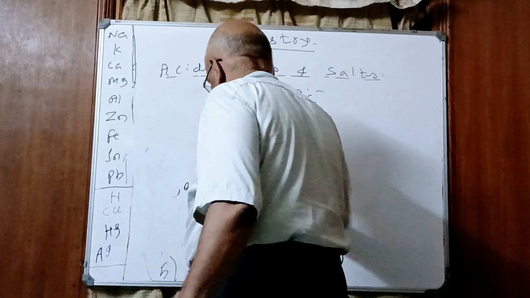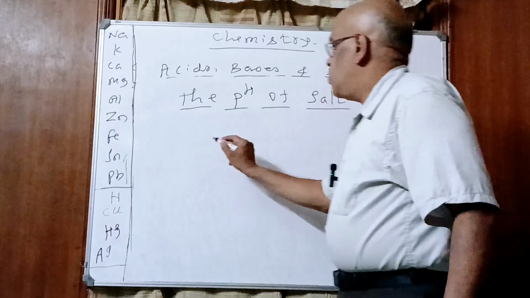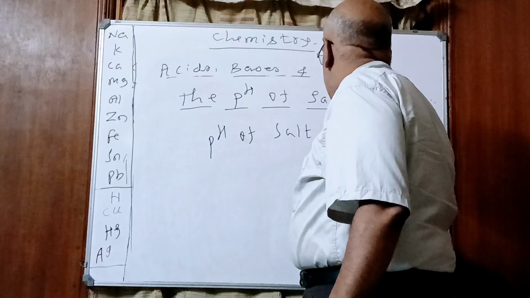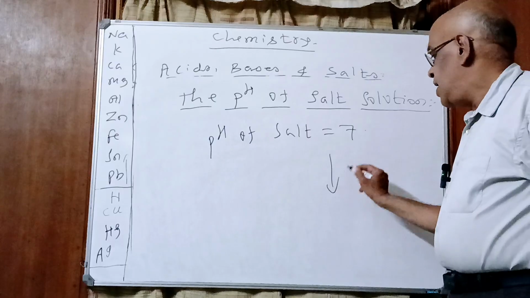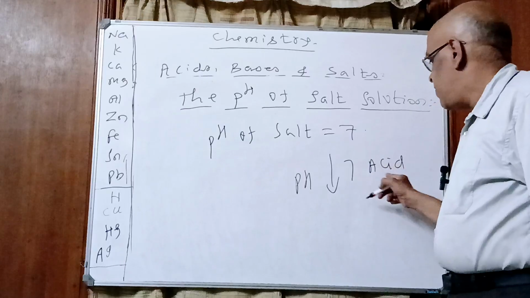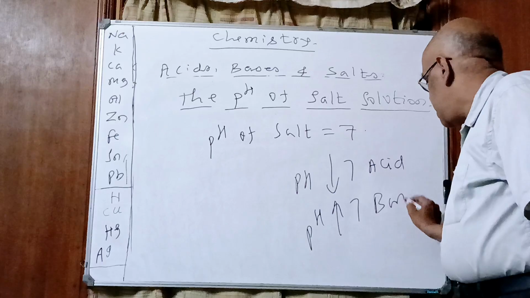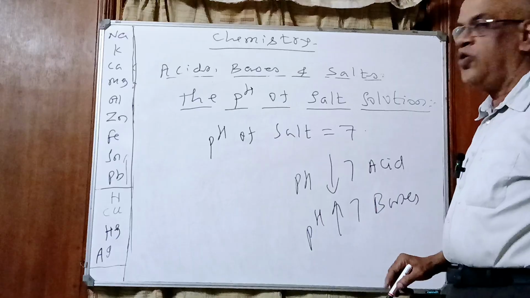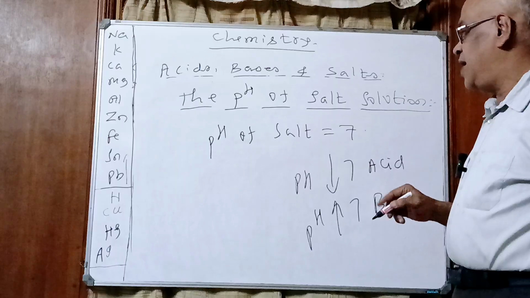Next one. Children, we already discussed the pH of salt. What is the pH of salt? The pH of salt is 7. Salt is neither acidic nor basic. Acids have pH less than 7. pH more than 7 are bases. The pH of salt is exactly 7, neither acidic nor basic. Not more than 7, not less than 7, exactly 7.